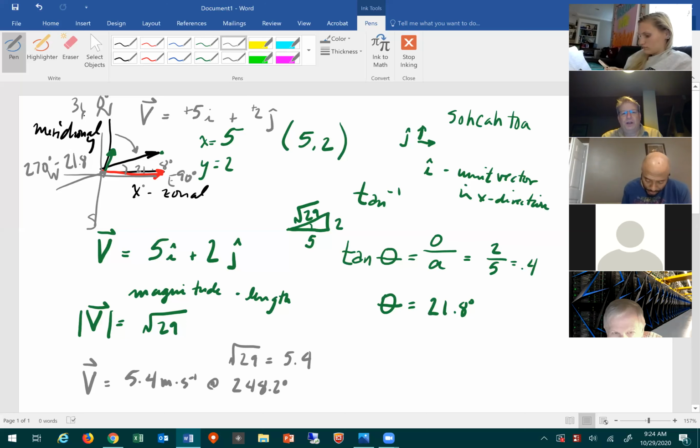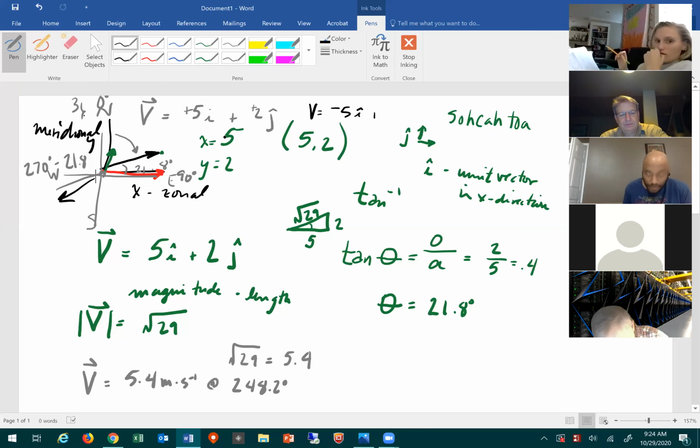But what if the wind had been the other way? What if the wind had been something like this? Then the vector would be negative 5i, or minus 2j, as far as the vector is concerned.